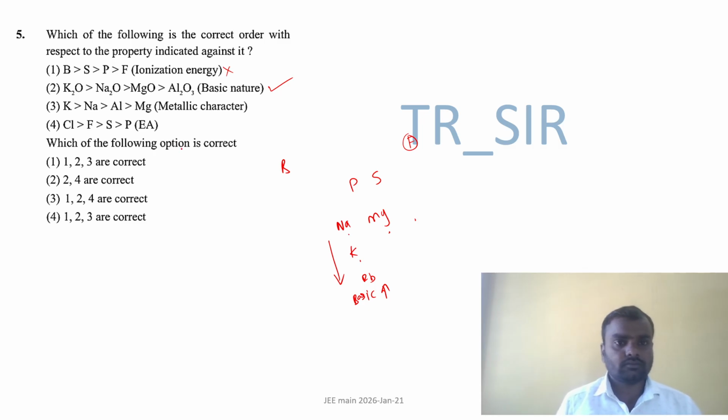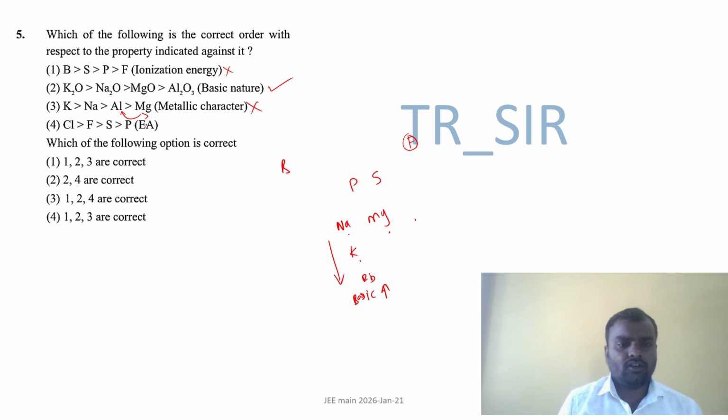Now statement 3: potassium, sodium, aluminum in terms of metallic character. Potassium is more metallic. So this is wrong, because magnesium has to come here. Magnesium is more metallic than aluminum.